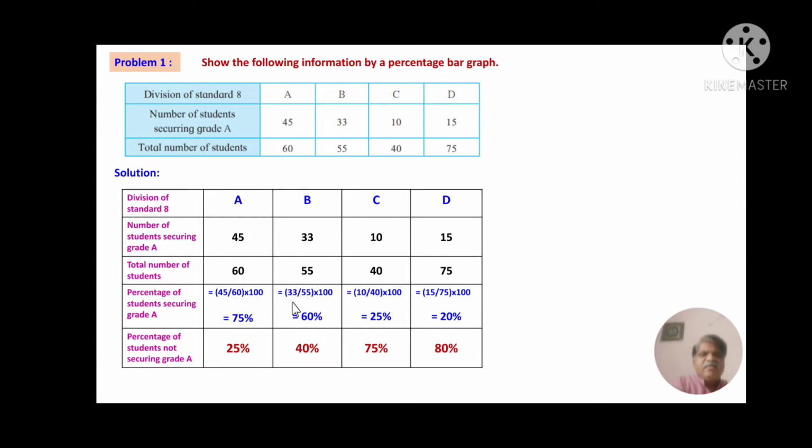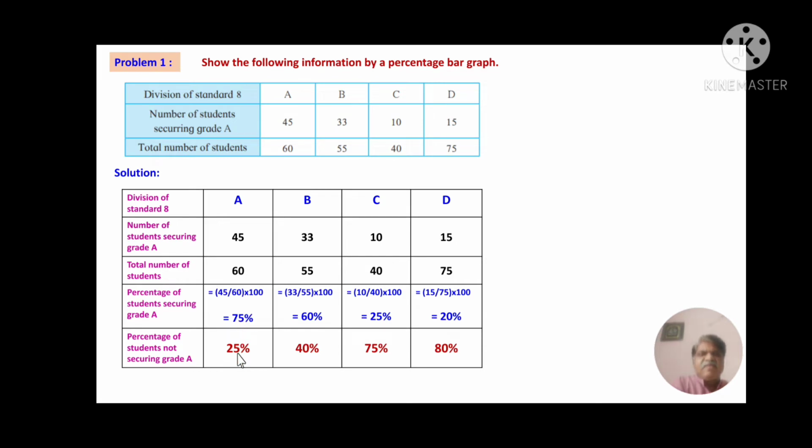Then 33 upon 55 into 100 is 60%. 10 upon 40 into 100 is 25%. 15 upon 75 into 100 is 20%. So out of this 100%, if you remove the 75, the students who did not secure grade A are 25%.